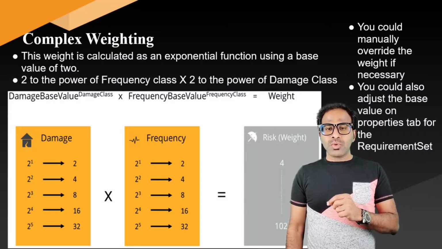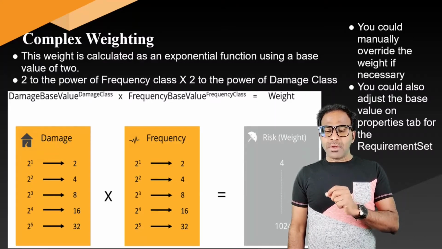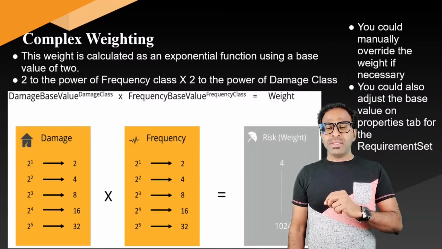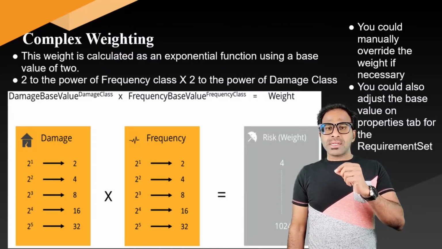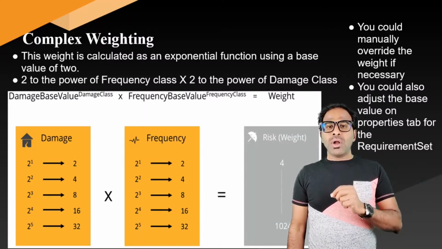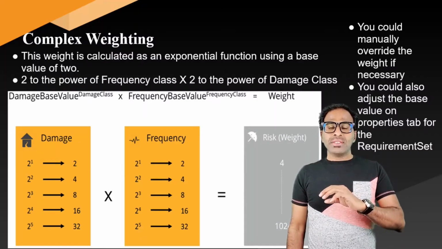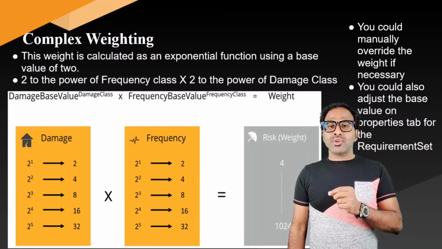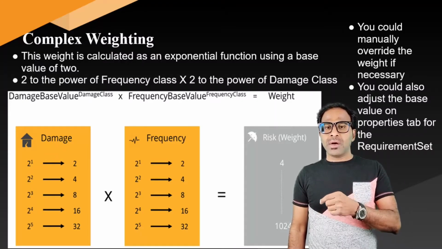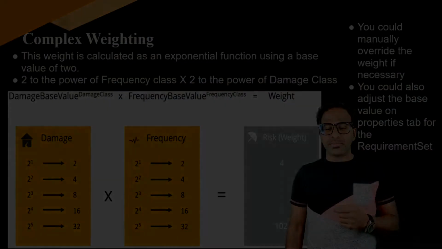You could also adjust the base value on the properties tab for the requirement set. That means let's assume you have 10 sub requirements in a requirement set. If you want to use the base value as 3 instead of 2, you can do that. You can set the base value at requirement set level and change it from 2 to 3, or 2 to 4, or whatever base value you would like to use.